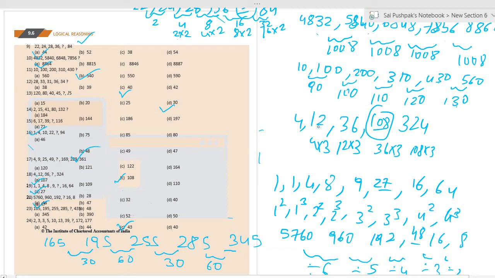Okay. See, how do we get 12? We need to multiply 4 with 3. And how did we get 36? We need to multiply 12 with 3. So the next number will be 36 into 3. It is 108. Okay. So 108 into 3 will be 324. So the answer is 108. Okay. And next, the 19th one.